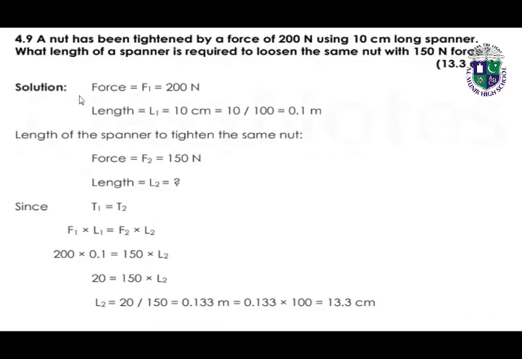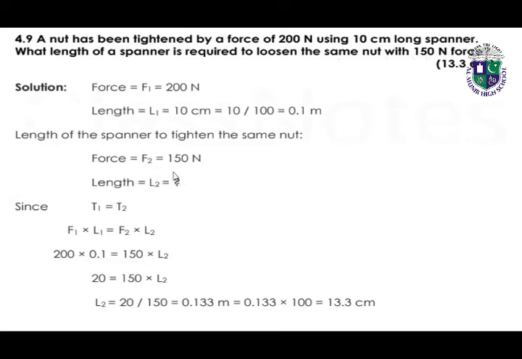Numerical number 4.9. A nut has been tightened by a force of 200 Newton. So F1 is 200 Newton. Using a 10 centimeter long spanner, length is 10 centimeter of the spanner. We divide it by 100 to get the answer in meters, which is 0.1 meter. Length of the spanner to tighten the same nut, F2 is equal to 150 Newton. It is also given in our statement.